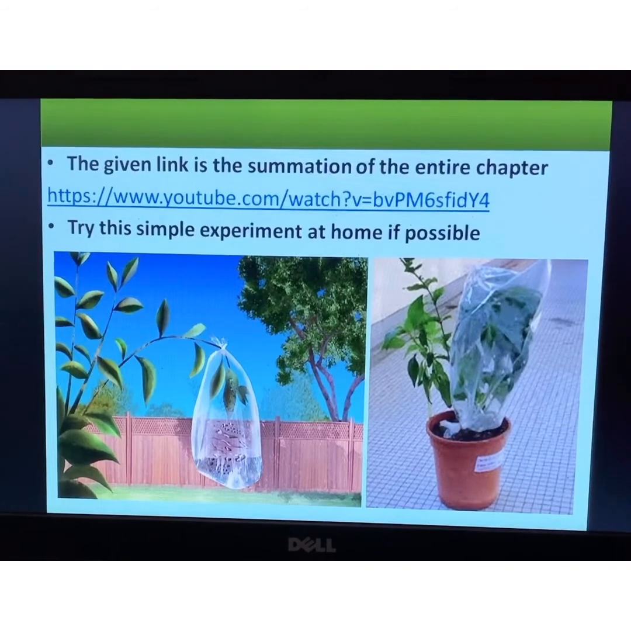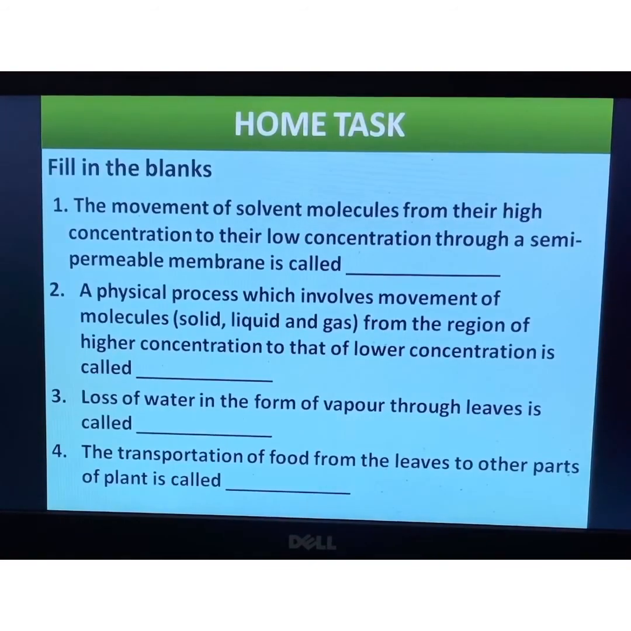The next part is your exercise, a very small exercise I have given. These are fill in the blanks that you need to complete. You will rewrite the entire statement completing the blanks. I am not giving you more tasks right now because I will soon be uploading the worksheet for you to solve. That will be an exhaustive worksheet.